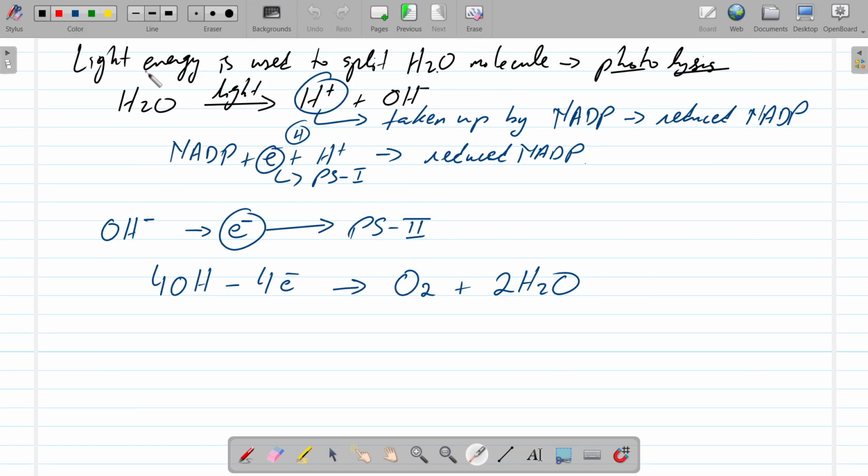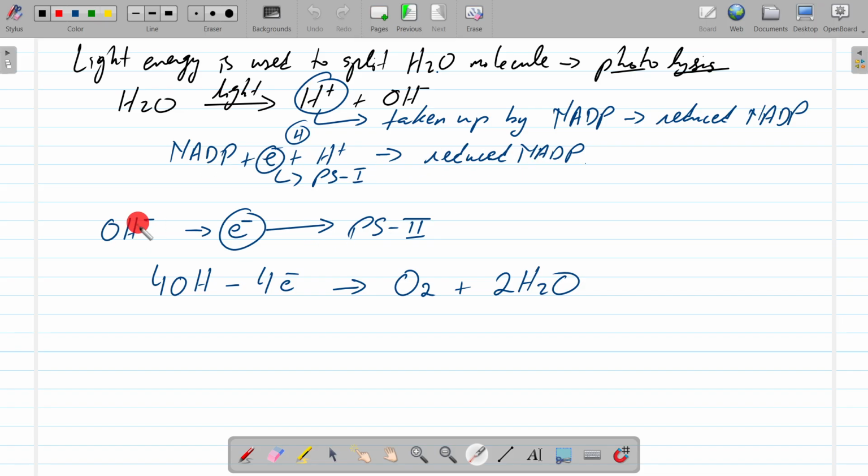So what's happening? Photolysis. Light energy is used to split up water, and that's how it happens. So H2O, that's water, is split by light energy into a hydrogen ion or a proton, and it's taken up by NADP to produce reduced NADP that's going to come into play in the light independent stage. And then you've got all these OH ions. So as far as NADP is concerned, this is the entire equation.